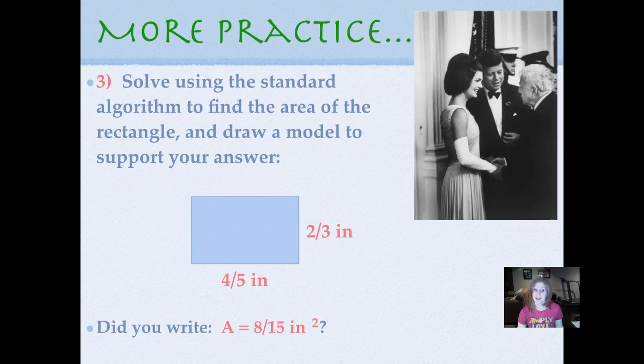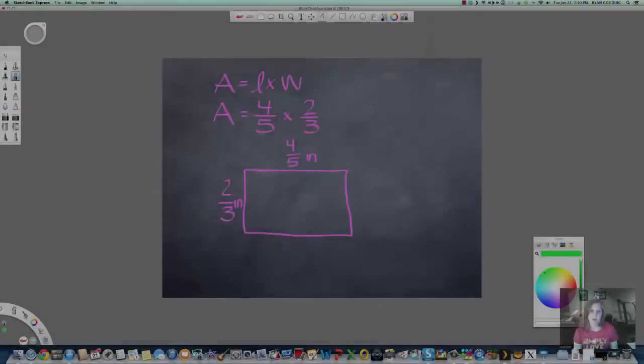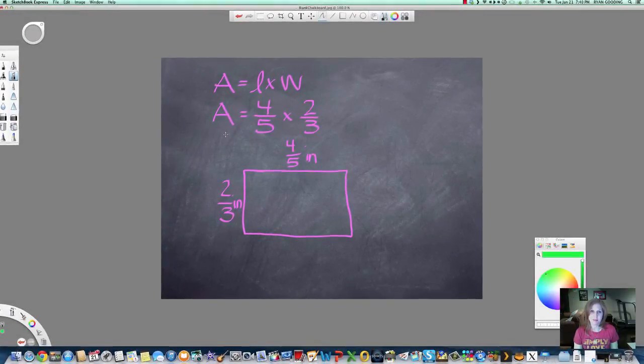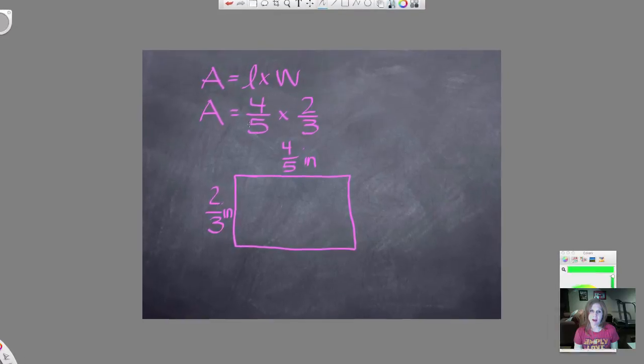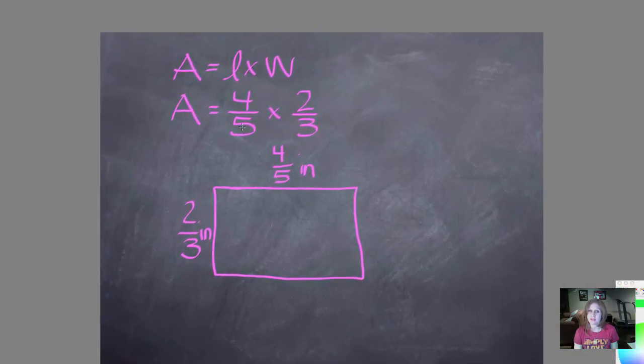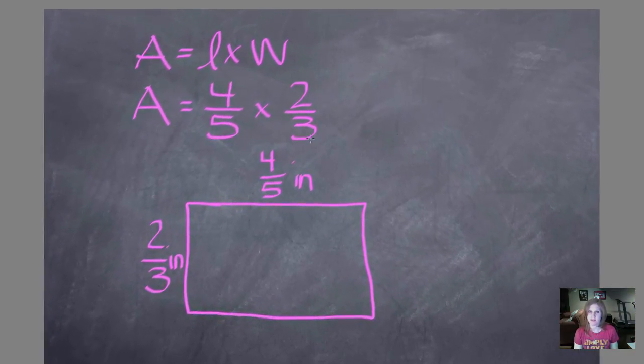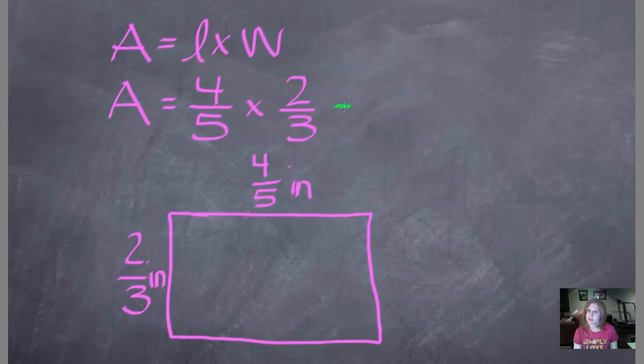Did you write area equals 8/15 square inches? Let's see how we did that. So I've written our formula, area equals length times width, and I've substituted our amount. So I have area equals 4/5 of an inch times 2/3 of an inch. And I can use the standard algorithm to solve that.